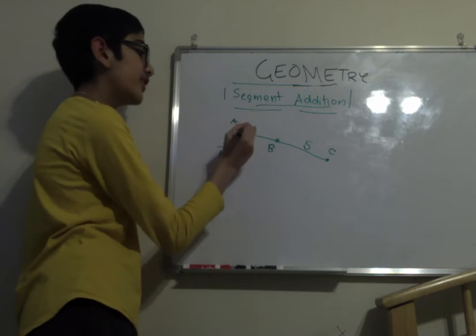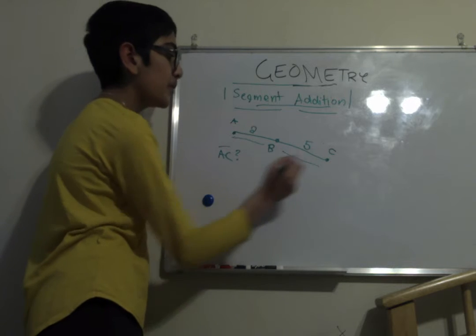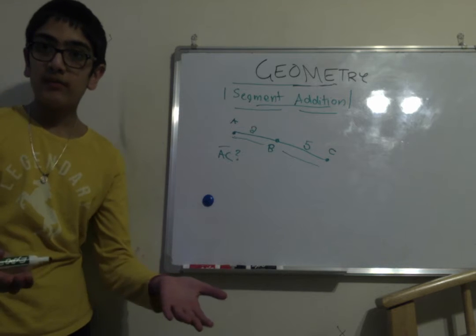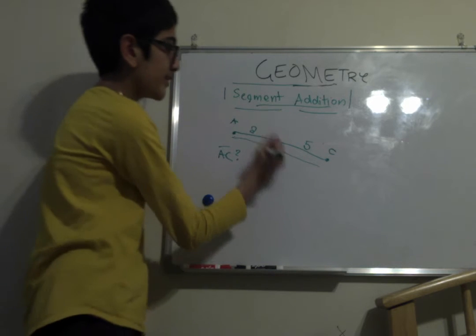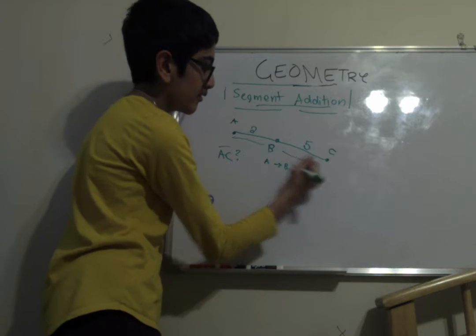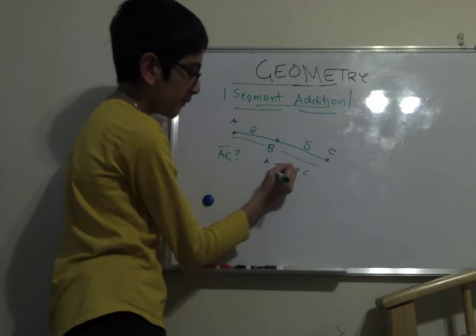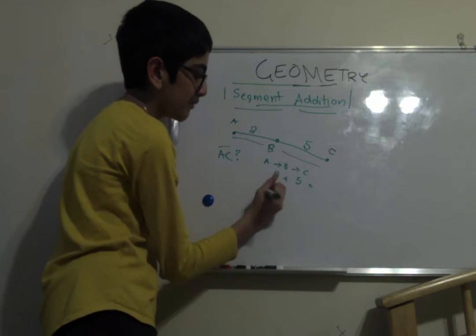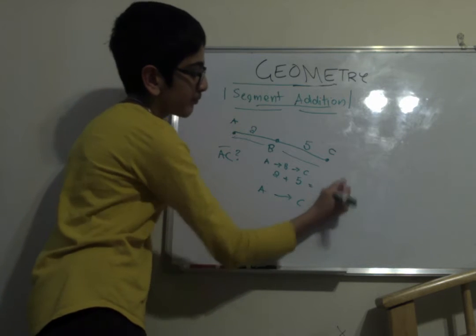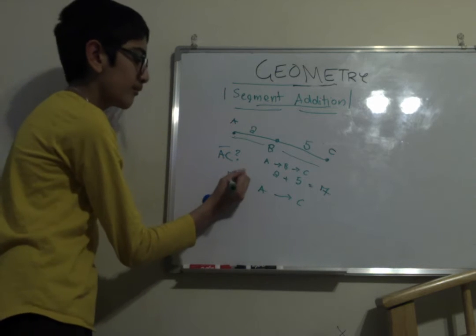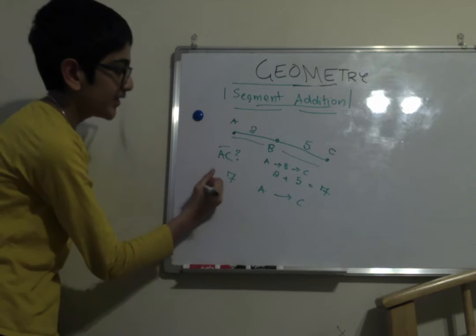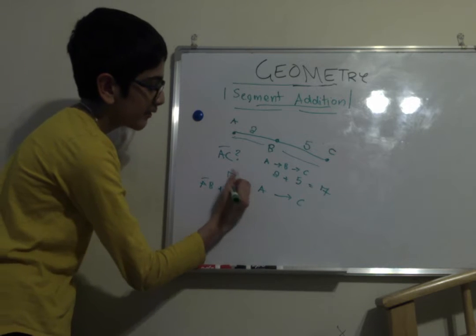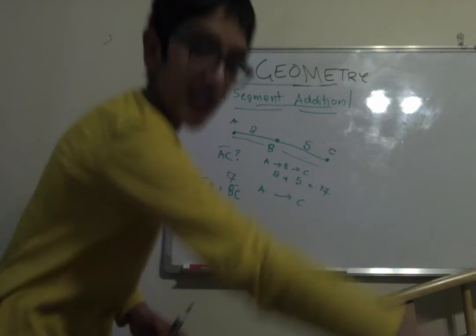Well, one thing we know is that AB and BC don't overlap, so that helps out. So we can add them up, because if they don't overlap, we can just count from A to B and then B to C, as B is like the middle ground. A to B is 2 and B to C is 5. We add them up, we get the distance from A to C, which will be 7. So A to C is essentially the distance from AB plus BC, which is what the segment addition postulate is.